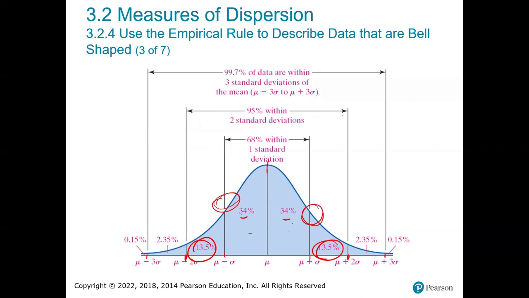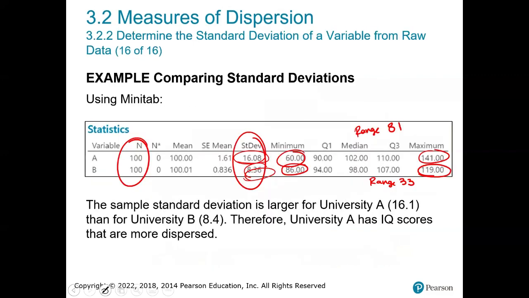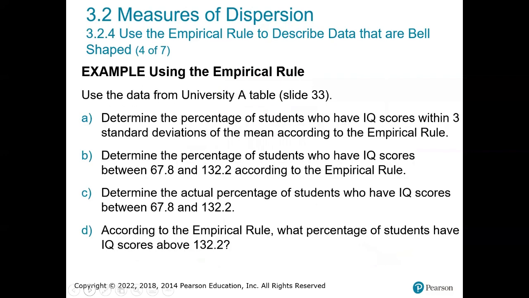We are going to use the data set from University A. University A had a mean of 100 and a standard deviation of 16.08. And we are going to answer some questions about it. Using that data from University A, determine the percentage of students who have IQ scores within three standard deviations of the mean. Determine the percentage of students who have an IQ score between 67.8 and 132.2 according to the empirical rule. Determine the actual percent. So let's go step by step here.